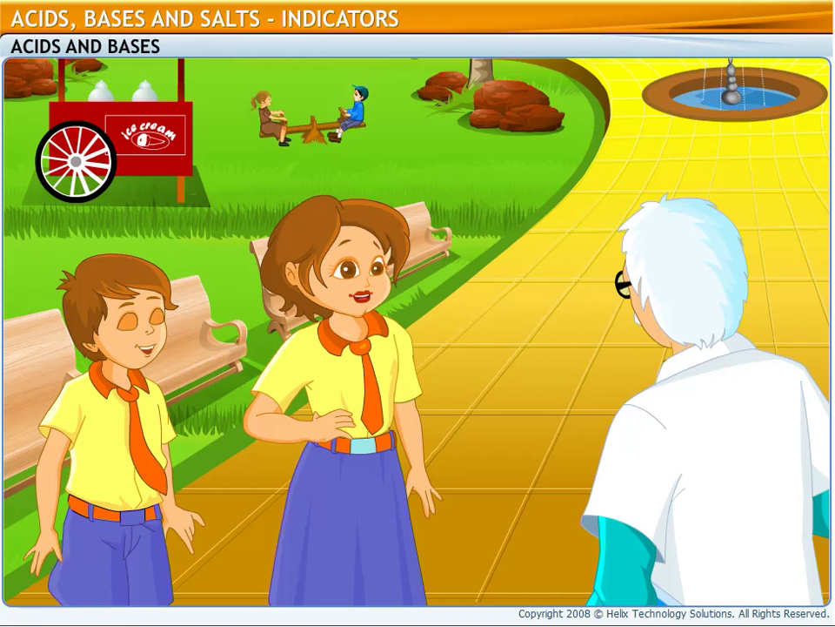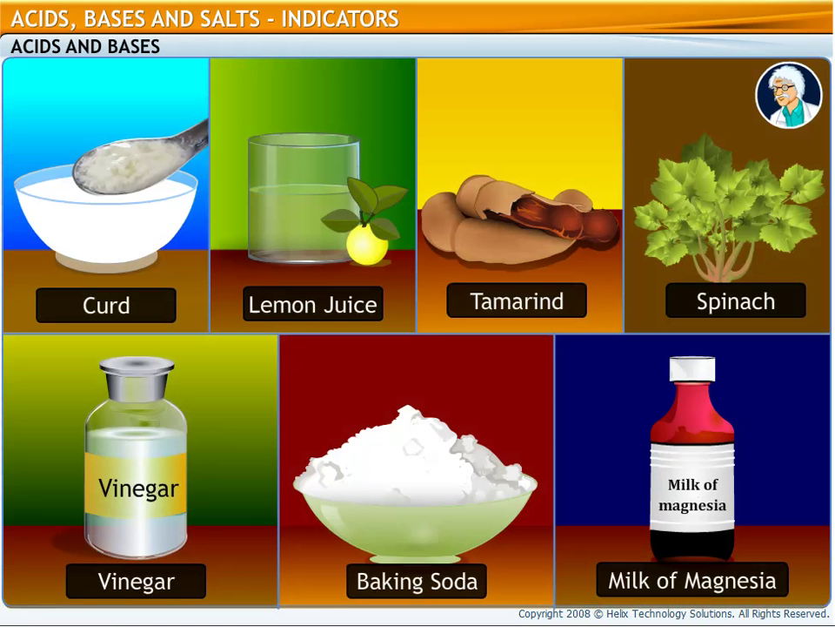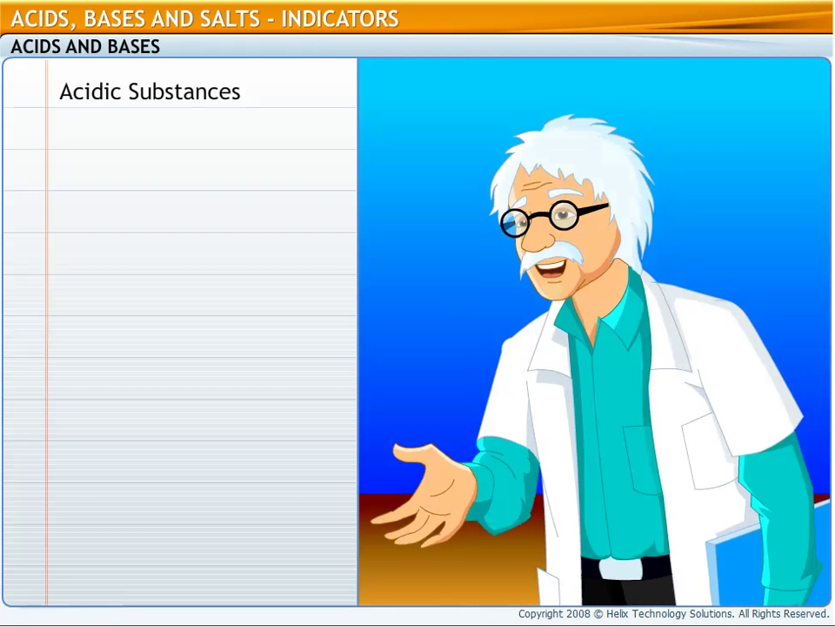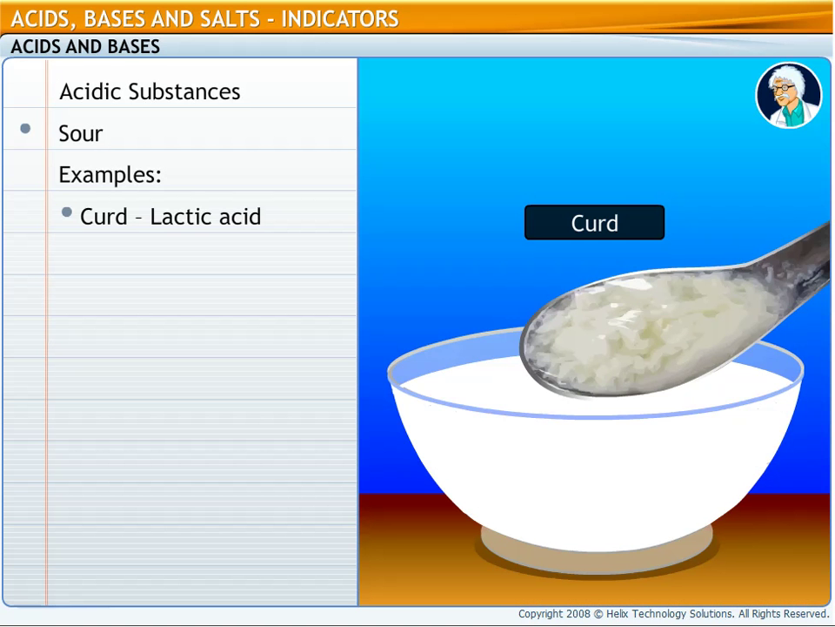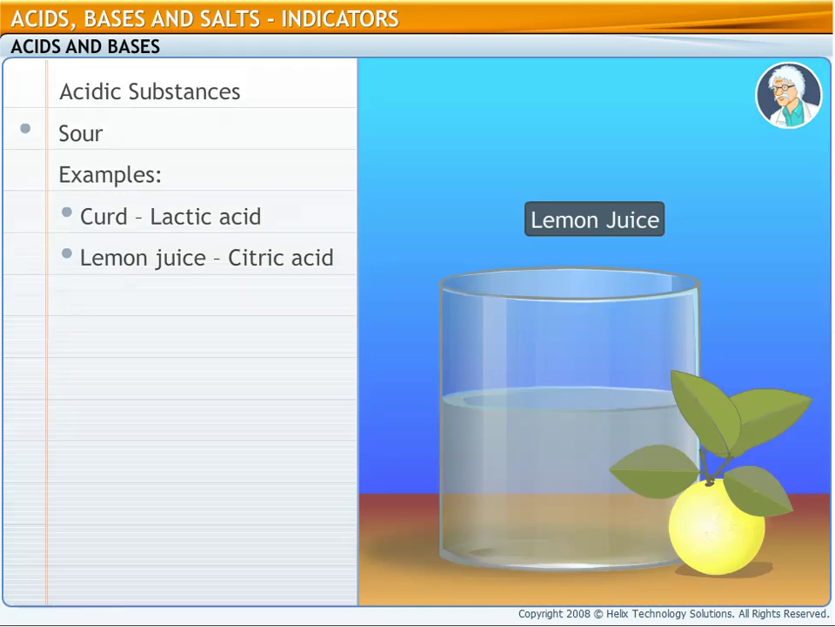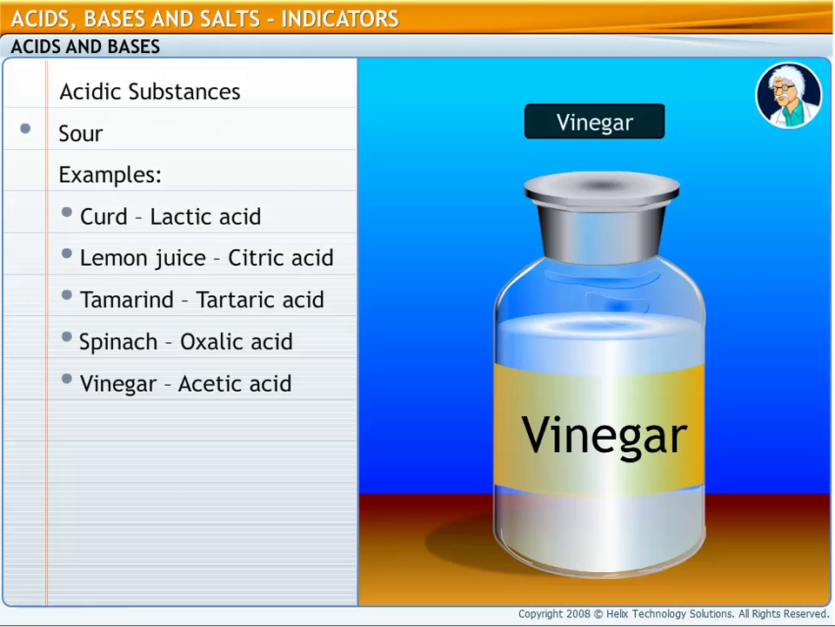Before you start, you will need to know what acids and bases are. Let me explain. Many substances that you encounter in your daily life have different properties. One major difference between substances is whether they are acidic or basic. Acidic substances taste sour. Some examples are curd, lemon juice, tamarind, spinach, and vinegar. These contain natural acids.